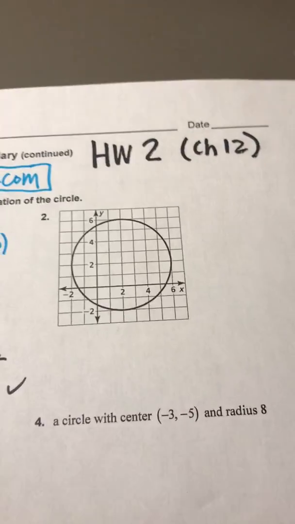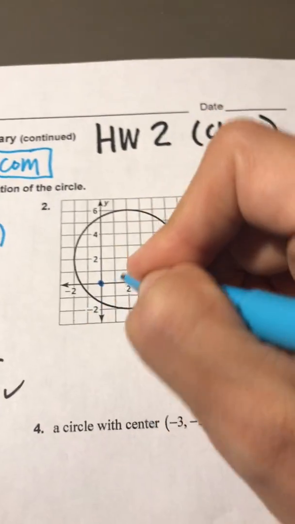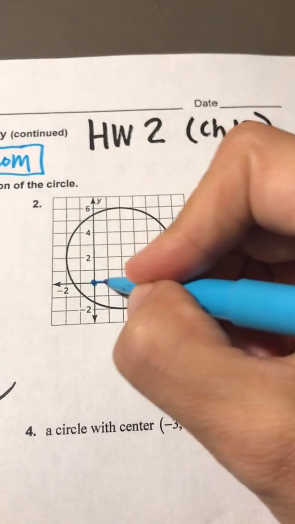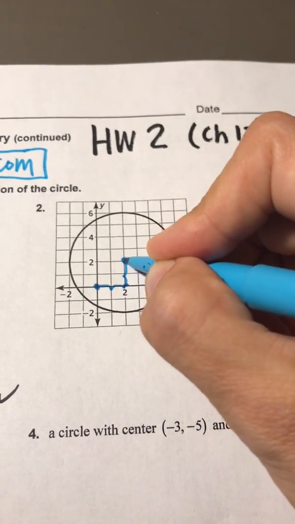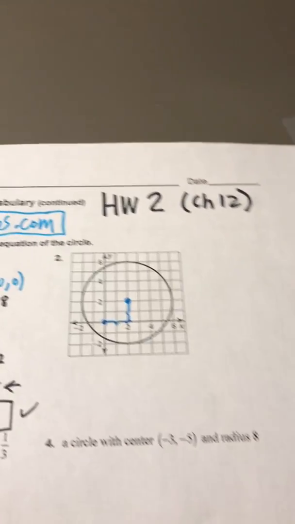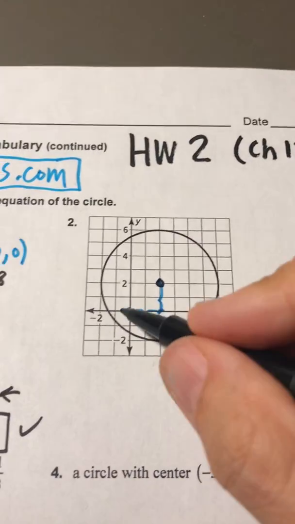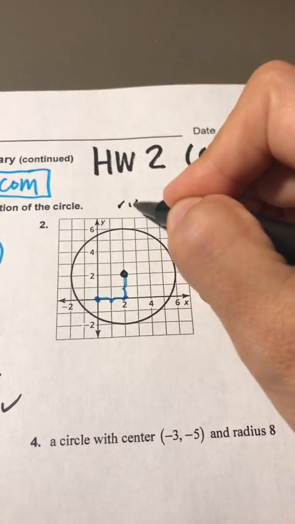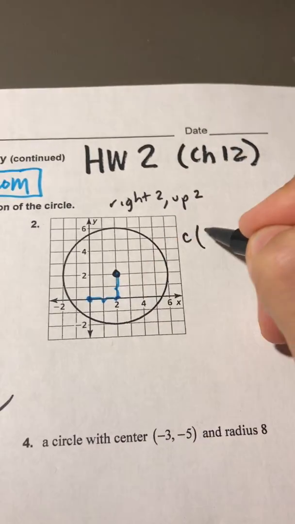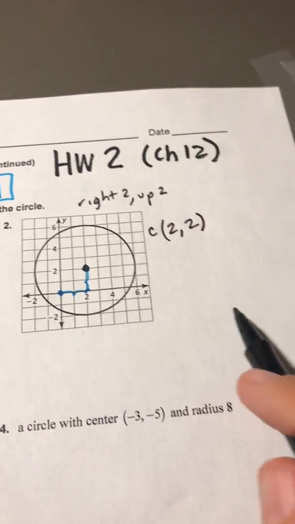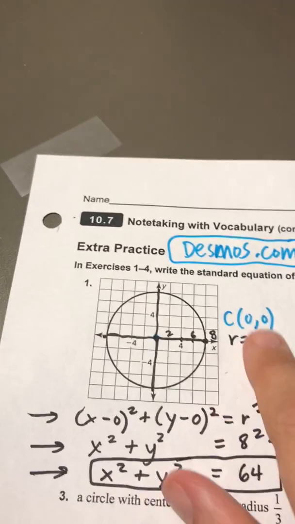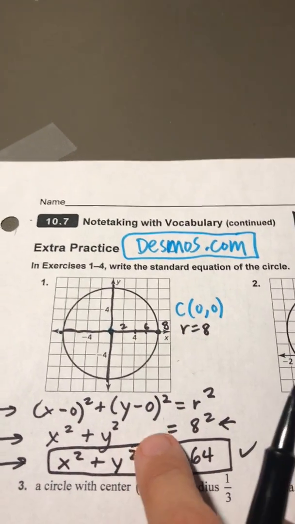Next, interesting. They moved the center. So here was the center at 0, 0, and now it's at 2, 2. Looks like they moved over 2 and up 2. Let me just make positively sure. If they moved right 2 and up 2, that means the center must be at the coordinate 2, 2. Well, we said earlier that when the center was at 0, 0, I could just plug those values in there, and that's a correct statement.